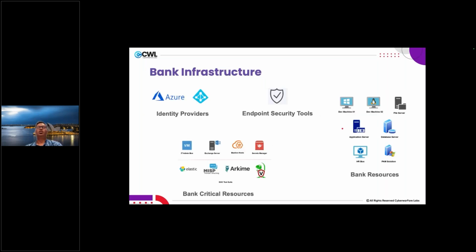Now, talking about the bank infrastructure, since we have been doing the assessments previously, and we have found these resources and these tools used a lot, right? So, the majority of banks use identity providers, that is Azure or their own Active Directory, right? They use this for authenticating the other users, that is their customers or their employees, either of them, or it could be both, right? Depends on the requirements.